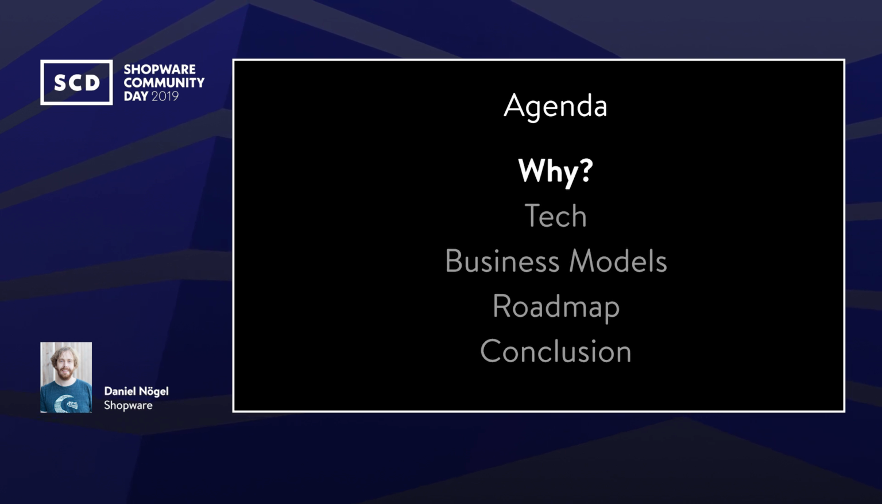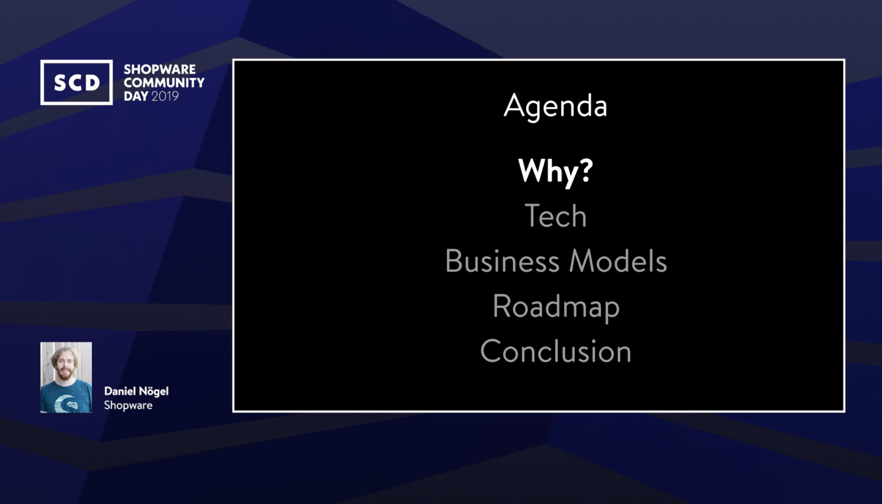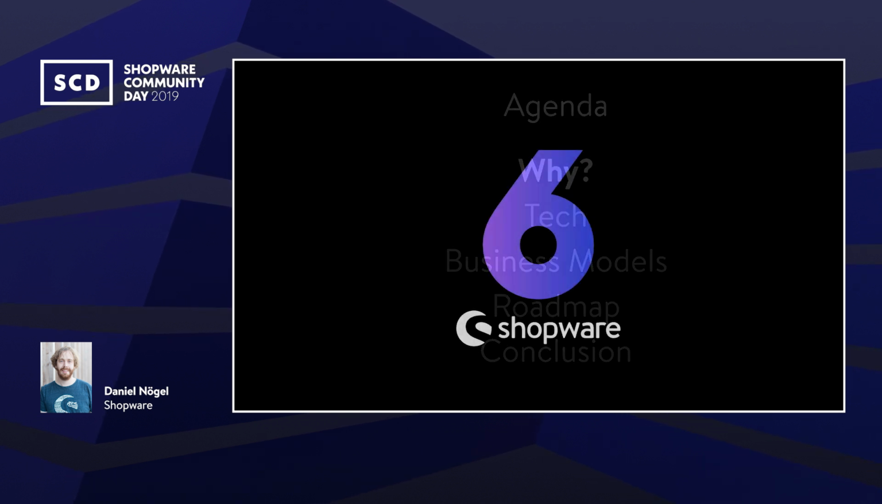First of all, I want to talk about the why part. So we will talk about why we went this way, what we actually do, and what we think about Shopware 6 and why we did it, basically. Afterwards, we will talk about tech, as promised. Then we'll talk about business models, and I think I will have to explain to you why this is relevant for you as a developer. And then we will have a short slide on the roadmap, and I will draw a little conclusion afterwards.